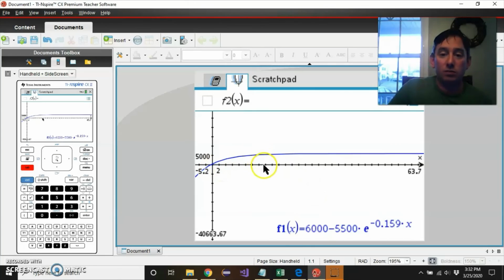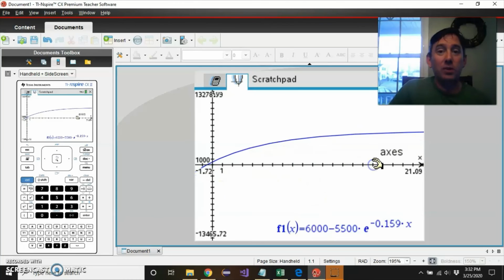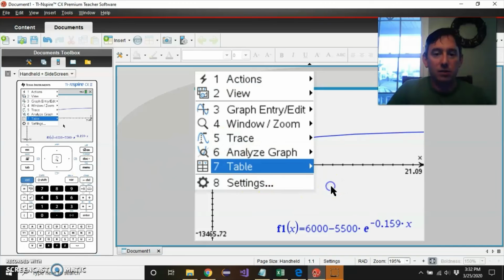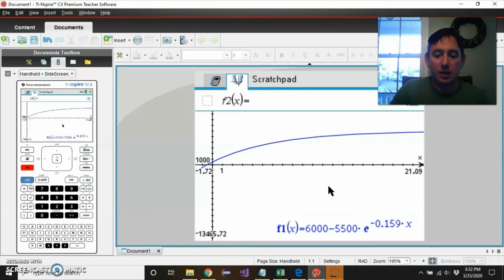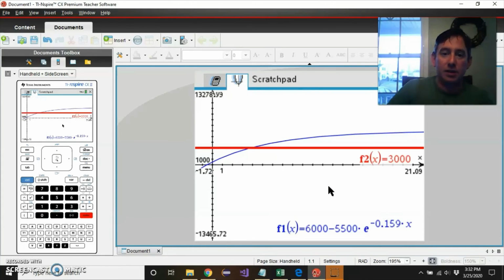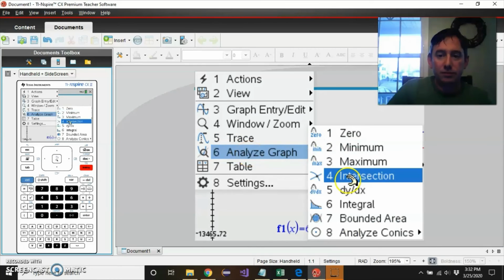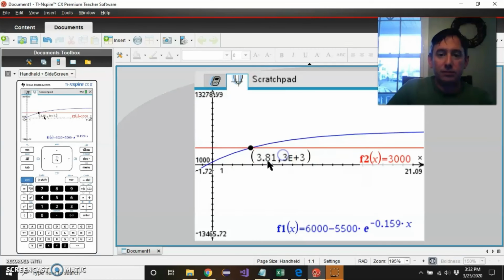So I want to know when our population hits 3,000. That's easy enough. Let's just graph that and see where they intersect. 3.81.